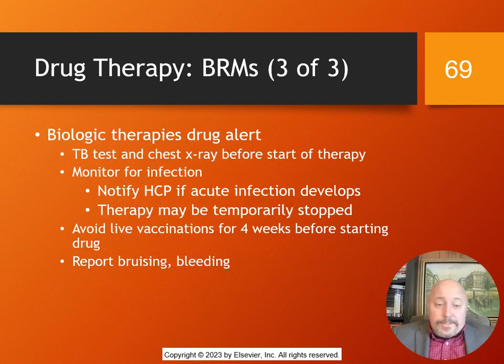Major considerations. One's going to be a TB test and chest x-ray before the start of the therapy. Because if this patient has an unknown latent tuberculosis and we start minimizing their immune function, that TB could rapidly develop into an active form of the disease. We're going to monitor for infections, notify the healthcare provider if any acute infection occurs after beginning the drug. We're also going to avoid live vaccinations for 4 weeks before starting.